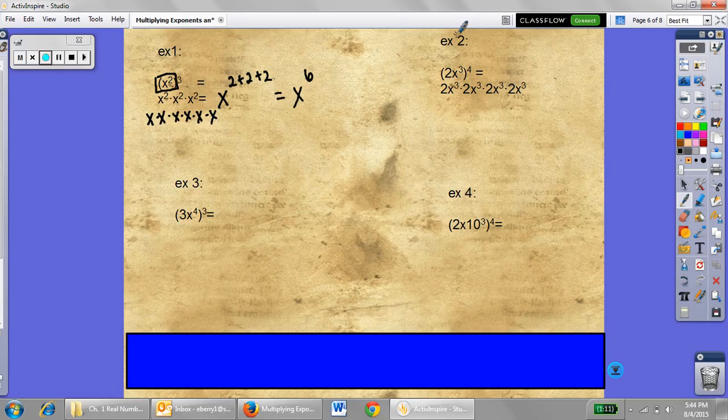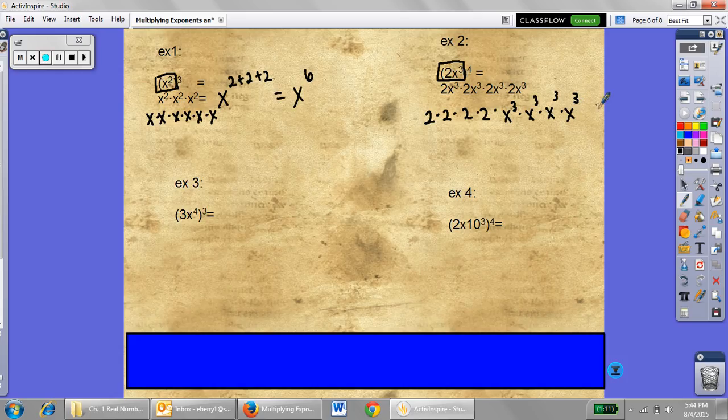Looking at example 2, just like the first one, we see that 2x to the 3rd, there are 4 of these. So I can write this out 4 times as you see here. Now let's look at what we have. I'm going to group these 2 together. 2 times 2 times 2 times 2. And then the x's together, just to make this easier to see.